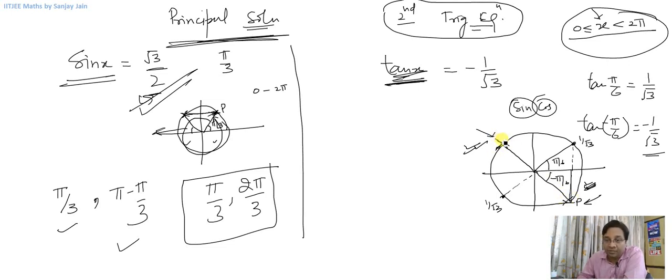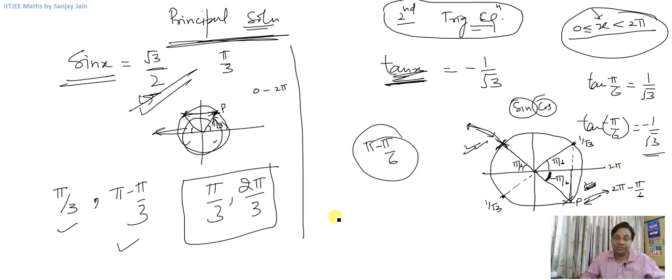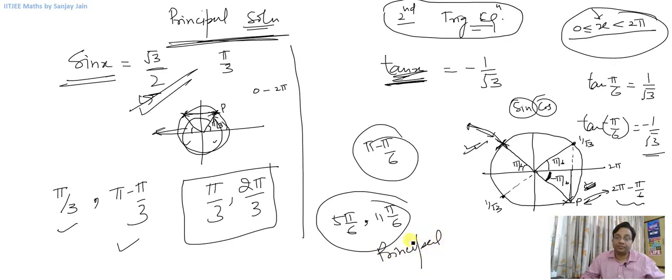Now this position is nothing but pi minus pi by 6. So this will give me one of the solutions, and this position is minus pi by 6. So it can also be 2 pi minus pi by 6, right? Because this is 2 pi, and I want something lesser than 2 pi. So 2 pi minus pi by 6. Pi minus pi by 6 will give me 5 pi by 6. And 2 pi minus pi by 6 is 11 pi by 6. So these are my principal solutions.